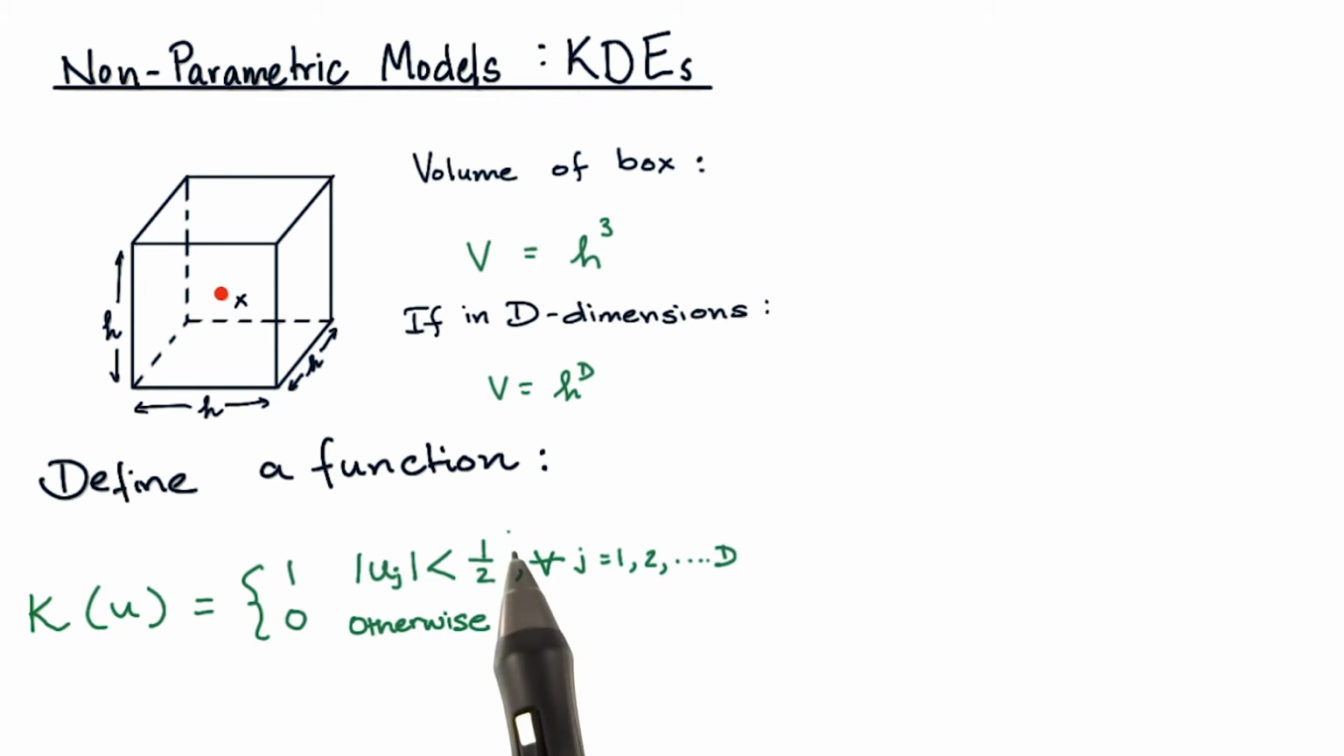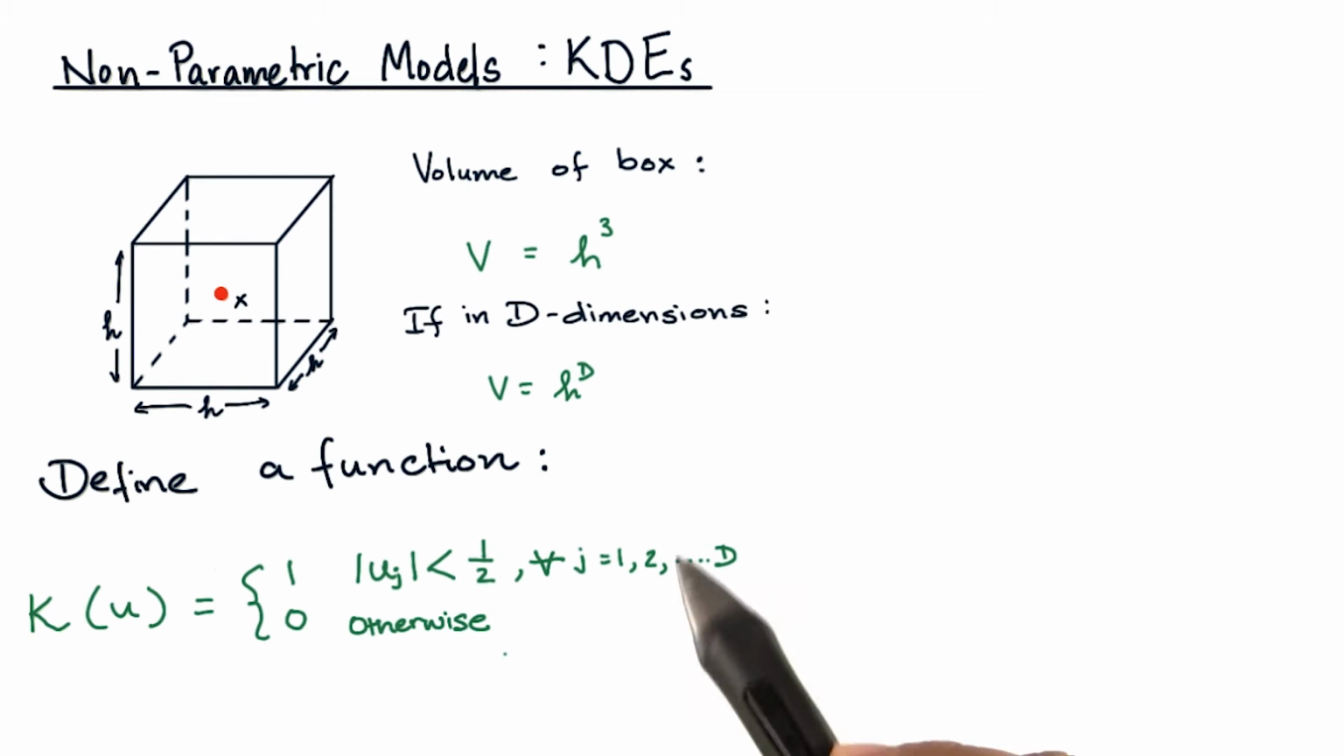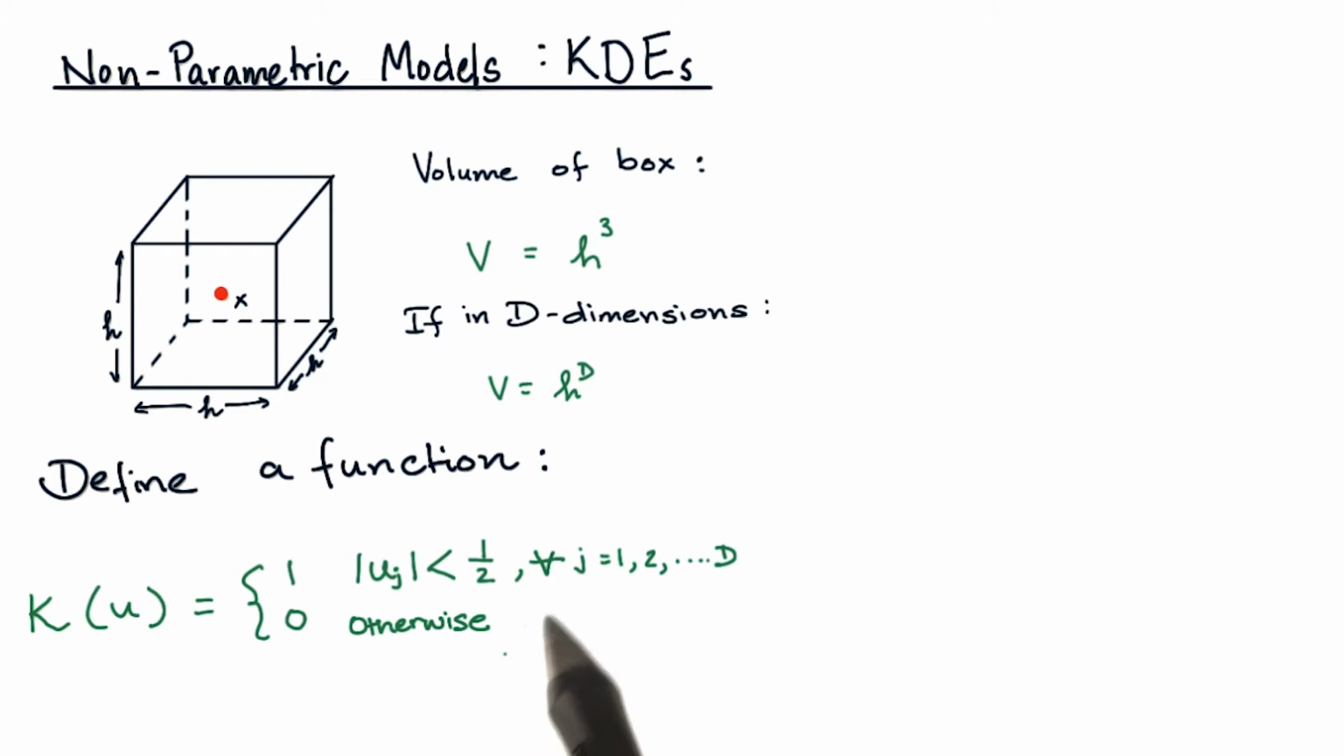Let's define a function k of u. The value of k equals 1 when all values of u lie between minus half and half, or the absolute value of u is less than half. The value of k is 0 otherwise. This is a d-dimensional hypercube centered around 0.